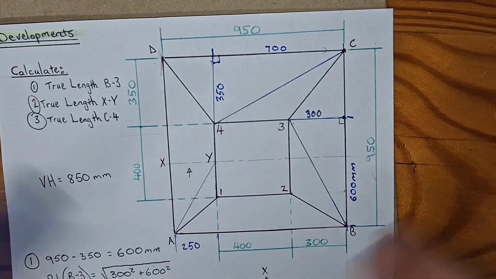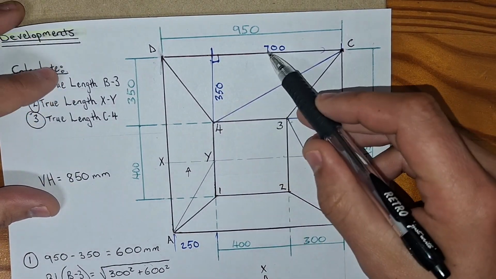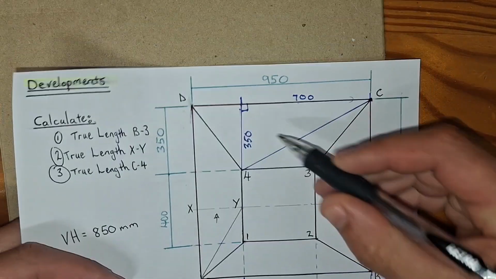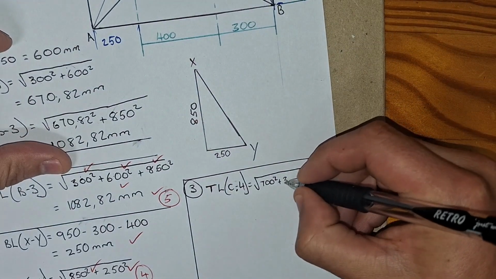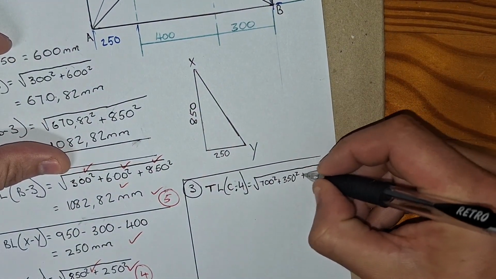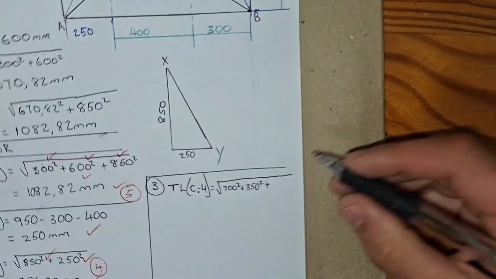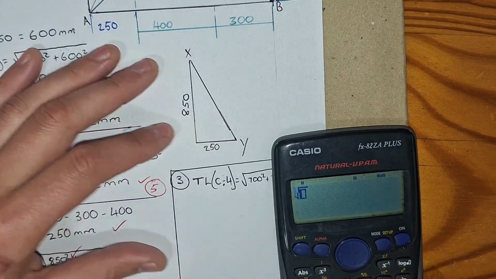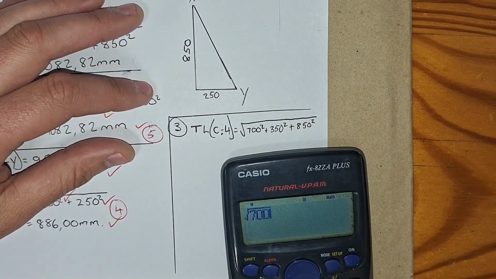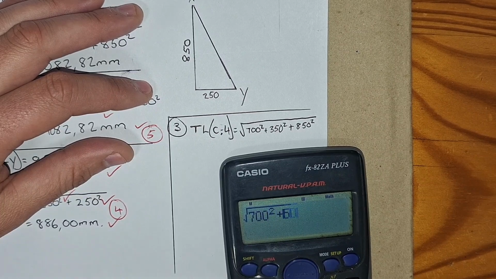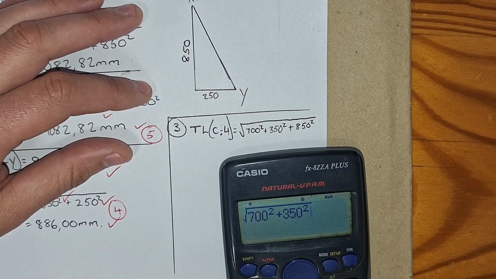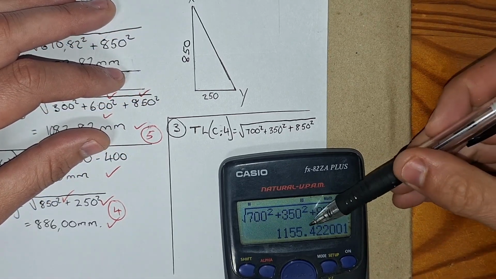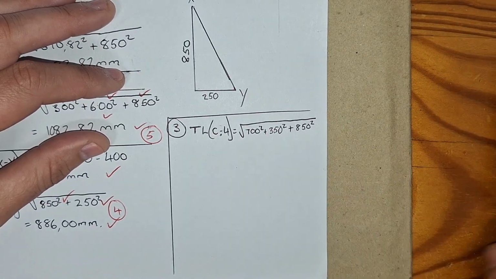So the 3 values that we require under the square root sign are the 700 millimeters squared plus the 350 millimeters squared plus the vertical height, which is 850 squared, which gives us a value of 1155.42 millimeters.